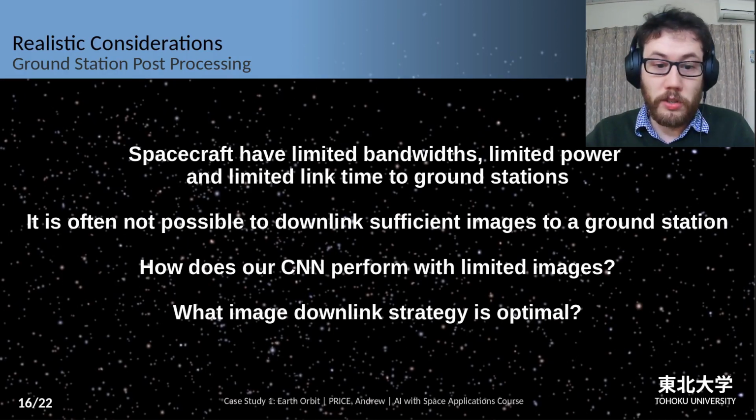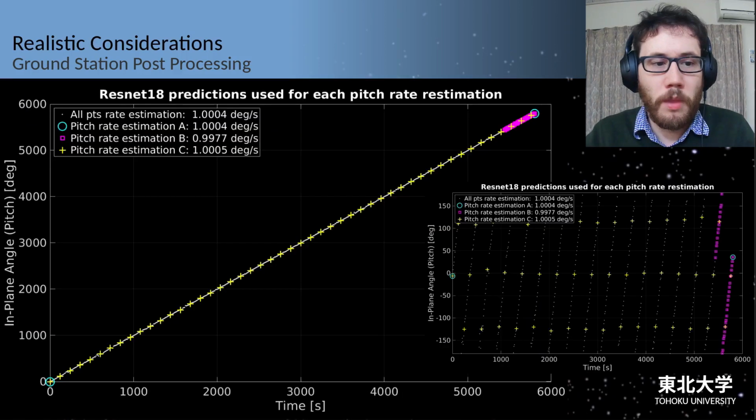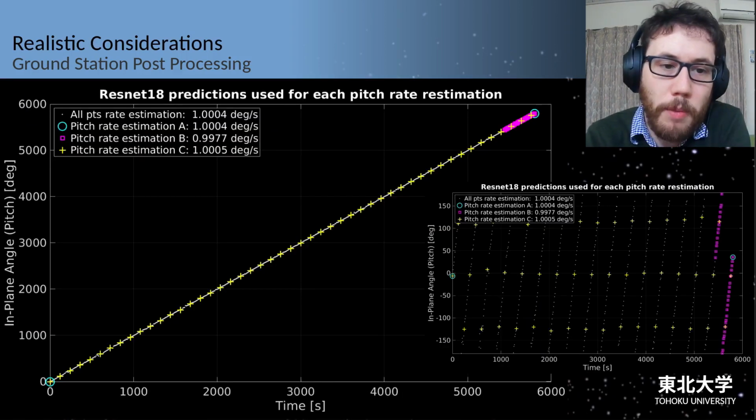So those are the questions. How can our network perform with only limited images, and what's the best strategy for using these images? Here we have the same information again, but I'm showing it a bit differently. We're estimating the flat spin pitch rate based on my pose estimations from each of those images.